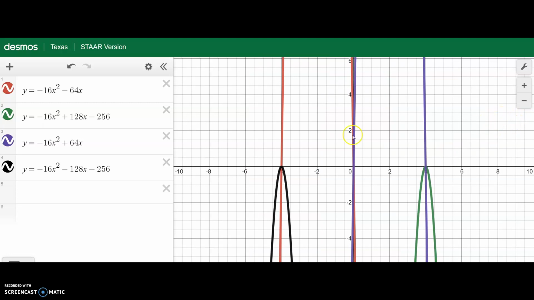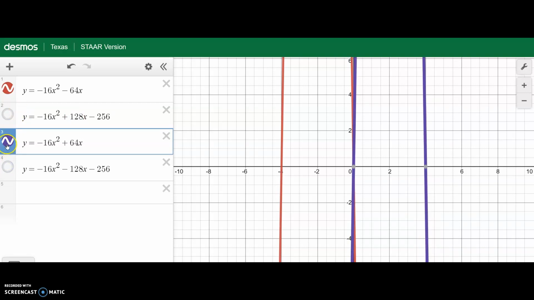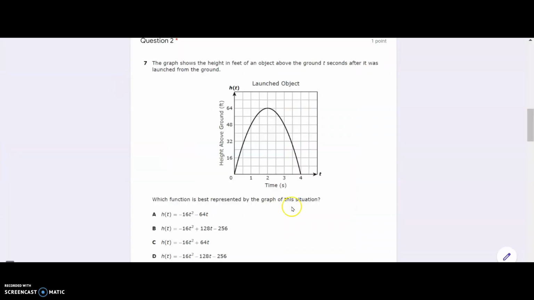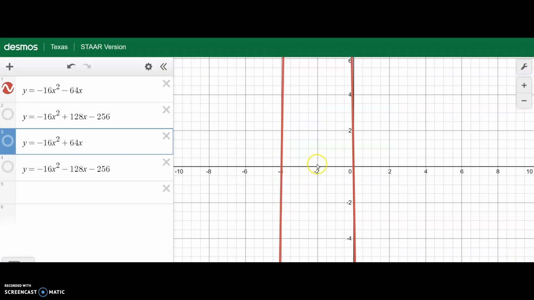Now, what I'm going to do is look at one at a time here. So I'm going to look at choice A. So I'm going to deselect all the other ones. And I remember that the object is supposed to get back to the ground at 4 seconds. Well, this one has it at 0. And even though I can't see the entire parabola, and I can show you how we can see that here in a second, I already know that A is not the answer.